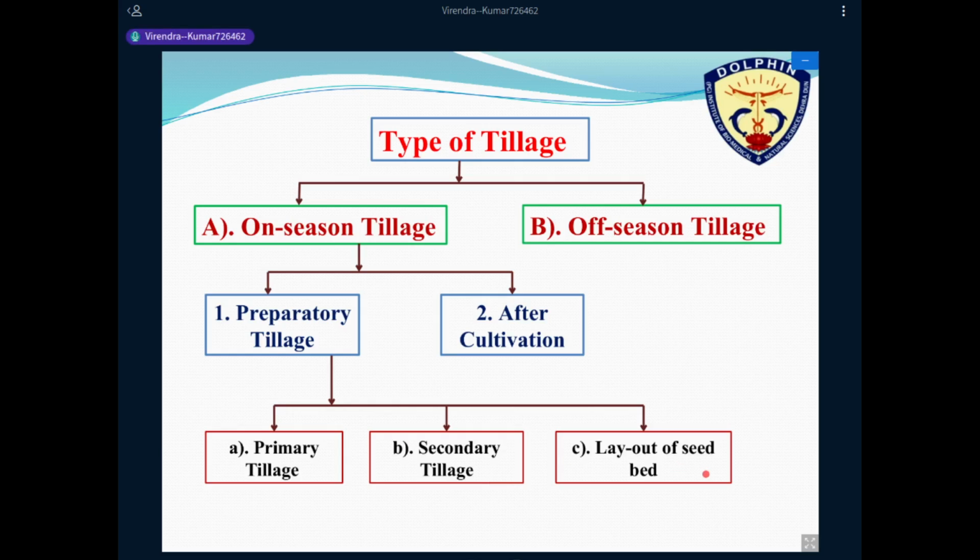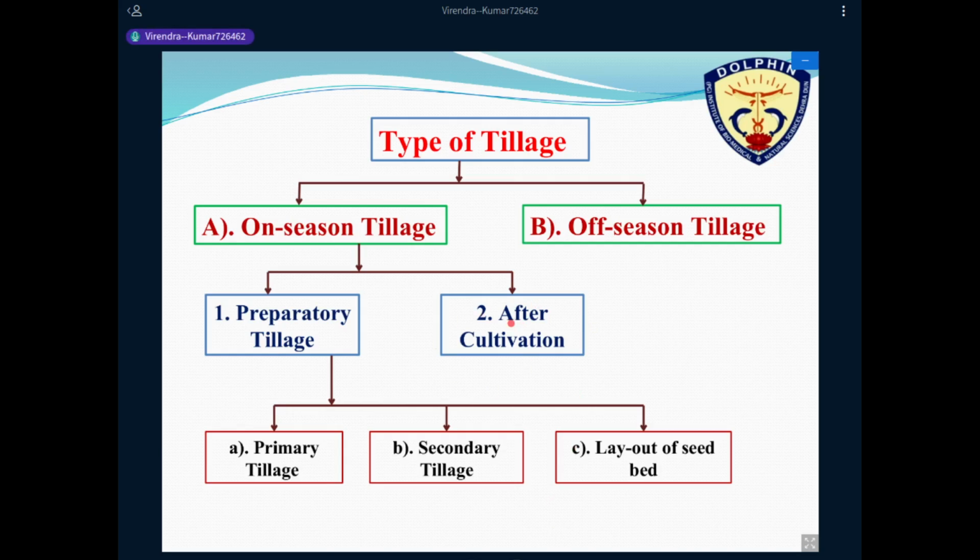In the layout of seedbed, such practices are mostly conducted for vegetable crops. In these practices, we prepare different types of beds, flat bed and raised bed, for the sowing of crops, and we also prepare bunding and irrigation channels, etc., for better irrigation and better germination of crops. So these are the types of tillage practices.